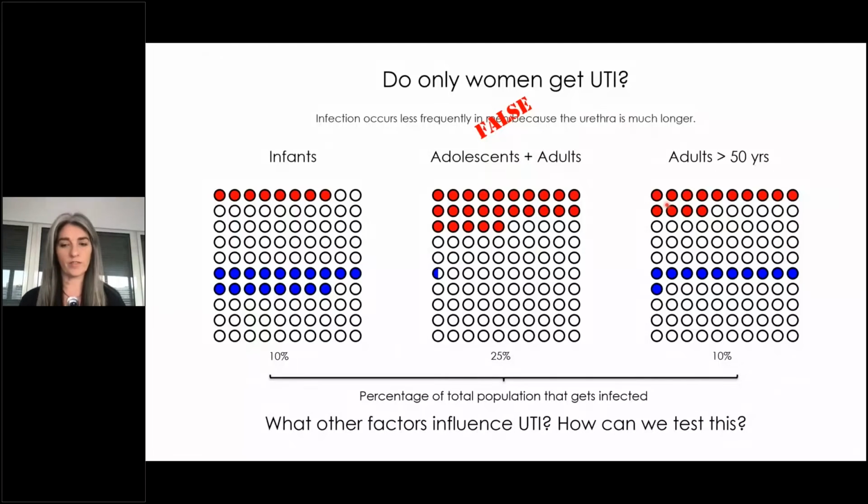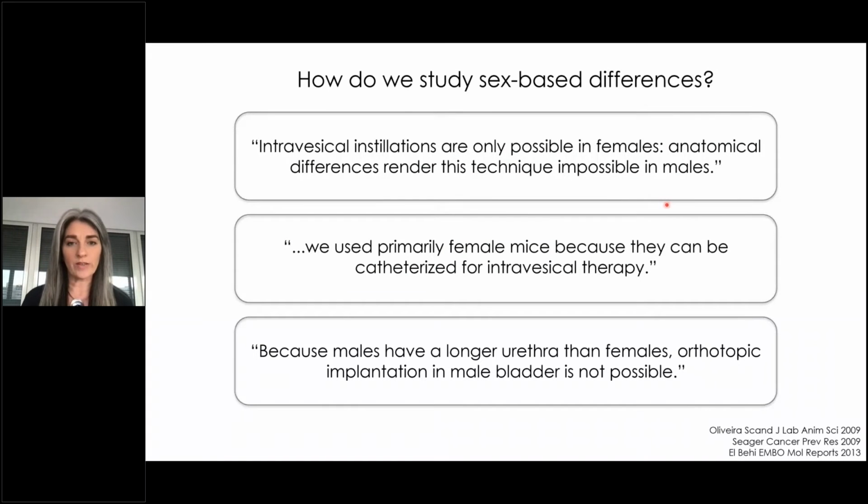So one of the first questions we asked is, if this is the case, how are we going to be able to test this? The reason this was an important question for us is the reluctance we faced in the literature to address this type of question. Ultimately what we ran into were publications that said intravesical instillation, the act of placing a catheter into the urethra of an animal to induce an infection, is only possible in females. It's anatomically impossible in male animals. Other publications state that they use primarily female animals because they can be catheterized, or because males have a longer urethra than females, so catheterization is not possible.